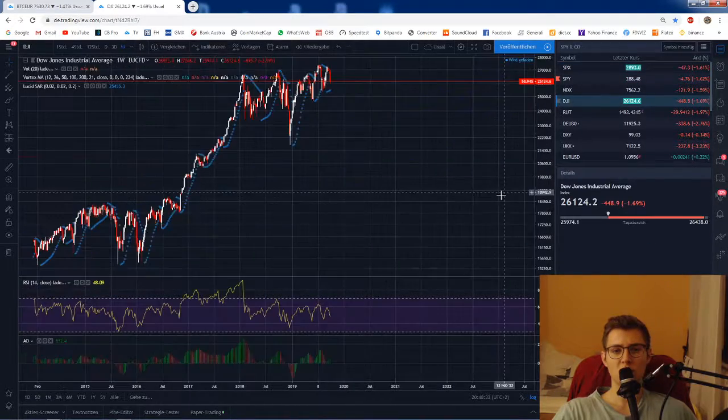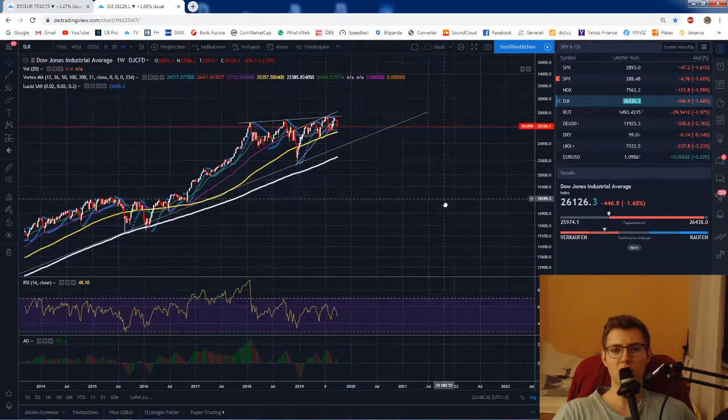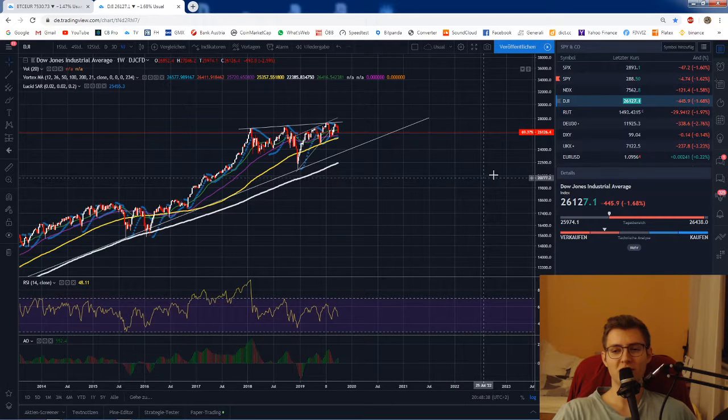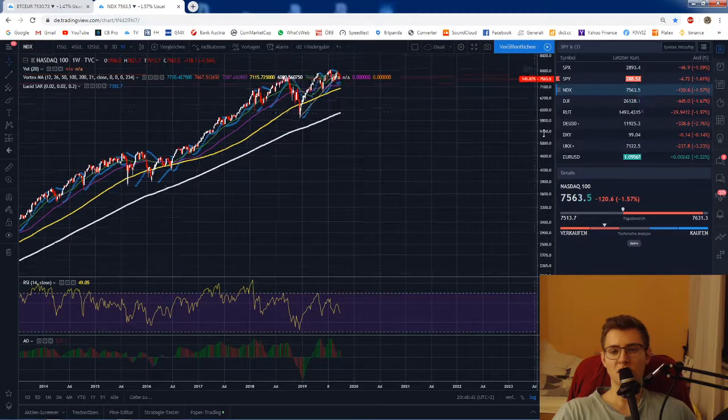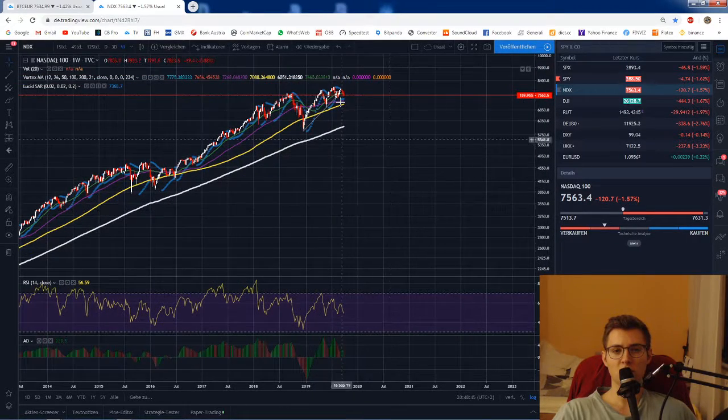So the Dow Jones, of course, is acting very similar to the S&P. It's just a different name, in my opinion. The Nasdaq is usually acting a bit differently, but as you can see, very similar price action.